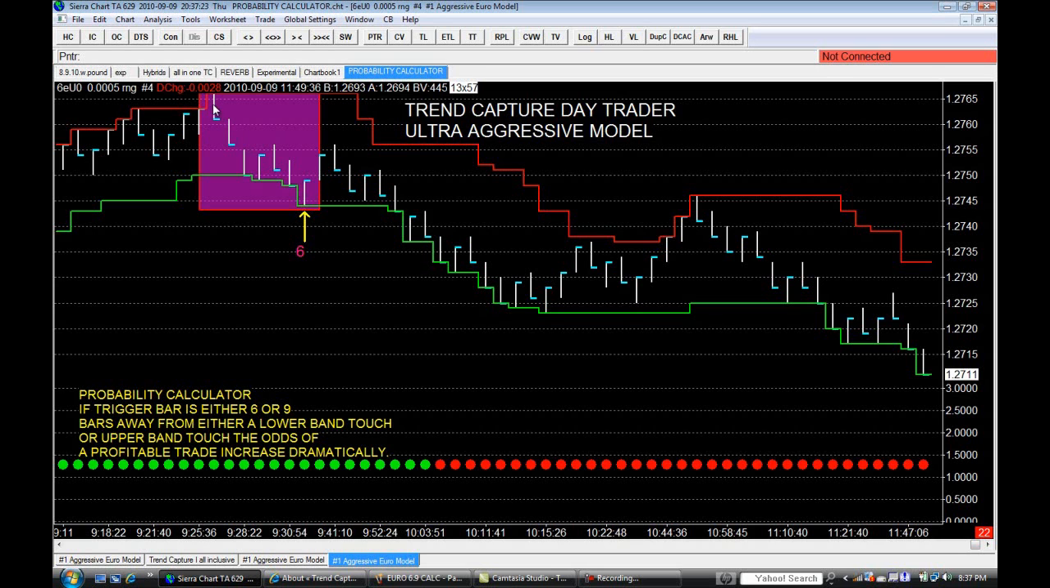And here is the last one for that day. You touched the upper band here, you came down, touched the lower band, 6 bars away from the touch of the upper, and your dots are green. So therefore, you have a long position. In this situation, you would have gotten out of your first and second positions, and you would have been stopped out of your third position at break even.